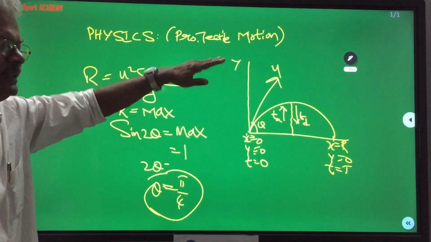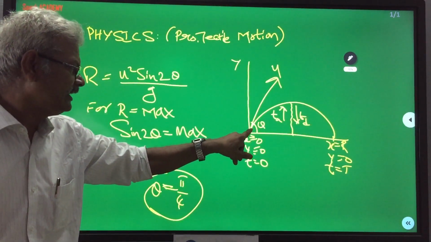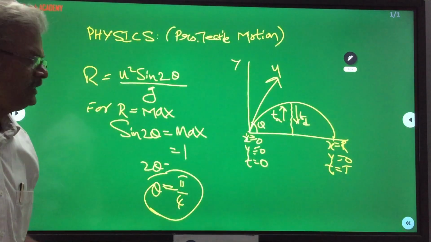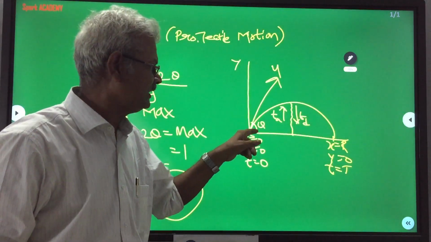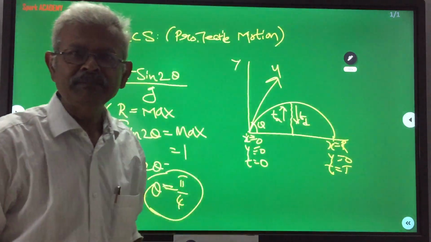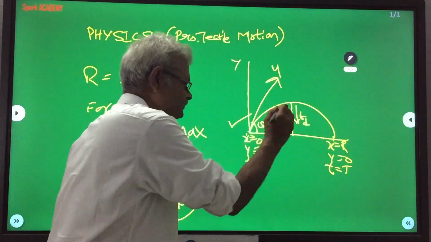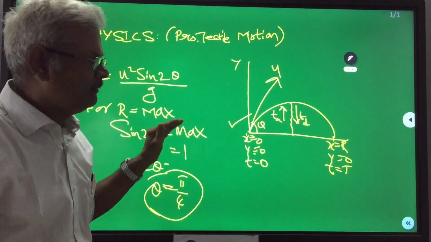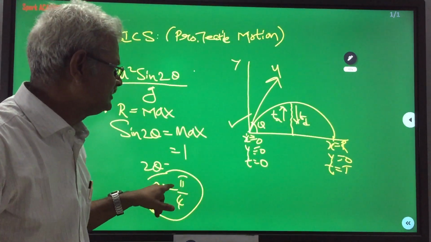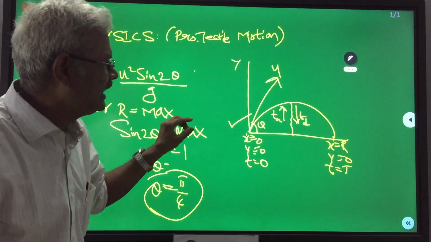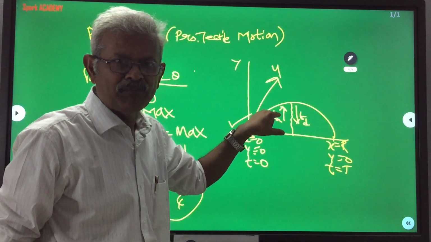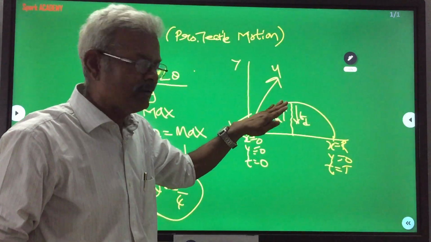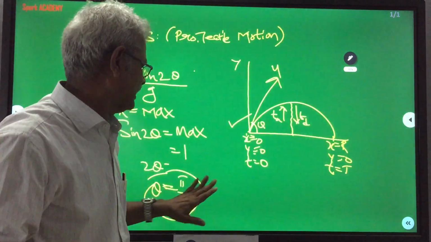That means when the angle of projection is 45 degrees, definitely it will go to the maximum range. When the angle of projection is 45 degrees, it will go to the maximum range. Understood this point? Derivation is not required in the exam, but the way you derive in the wordings will make you understand this. When a question is given, what formula you have to apply will be the deciding factor. Clear?